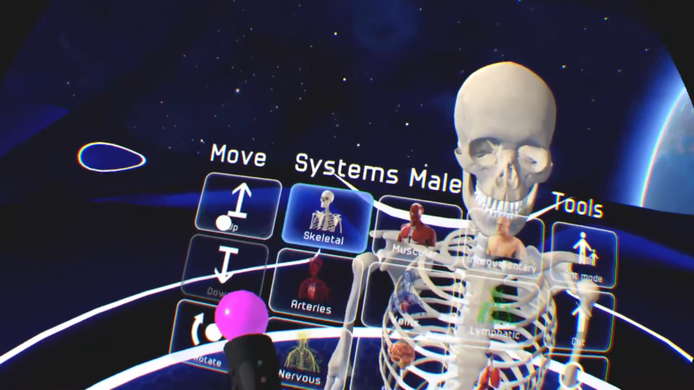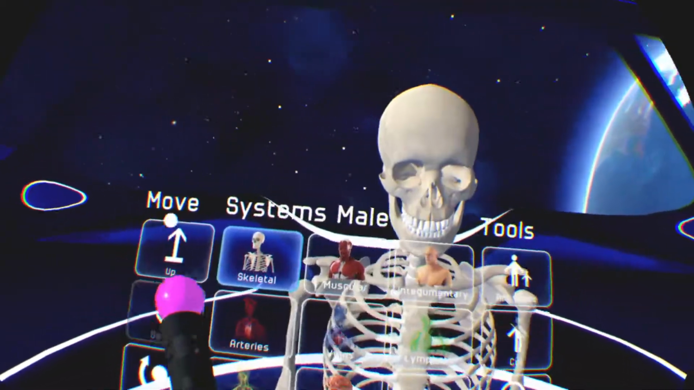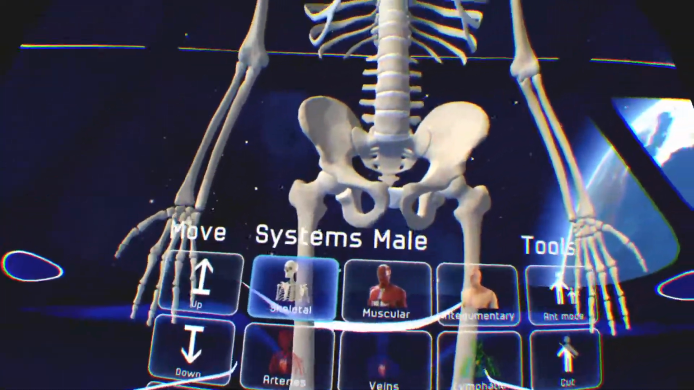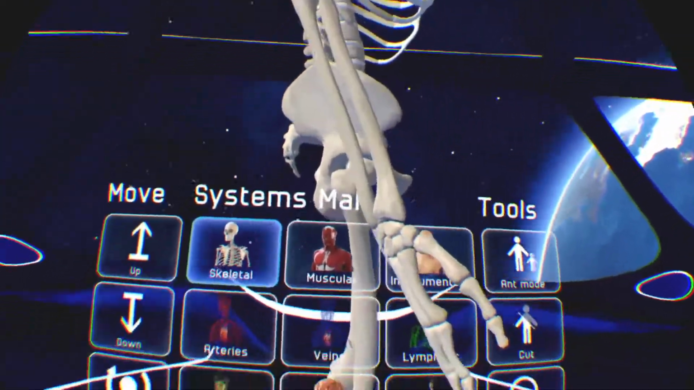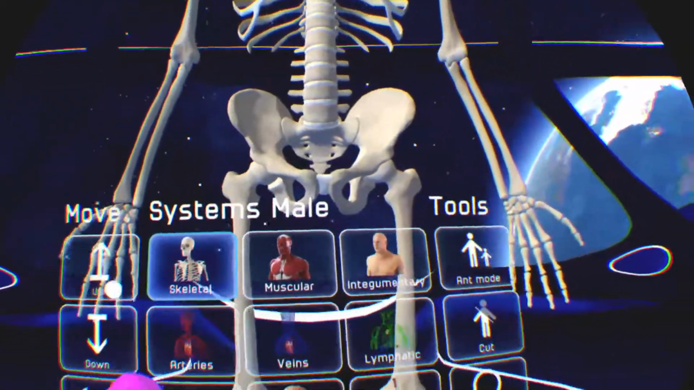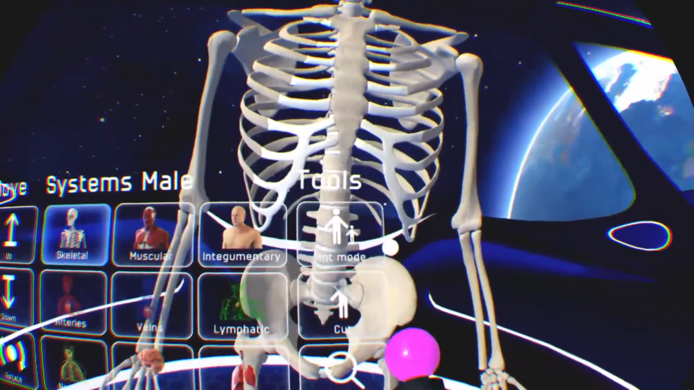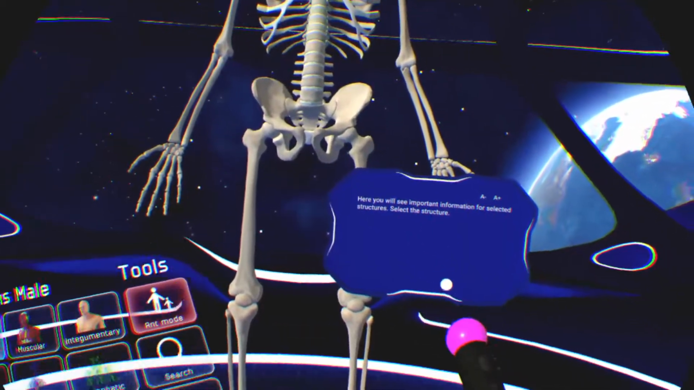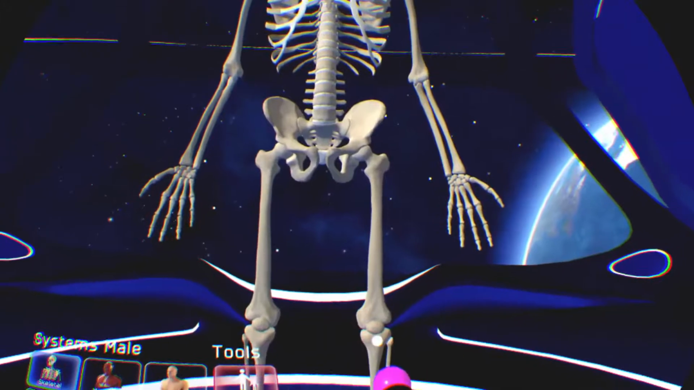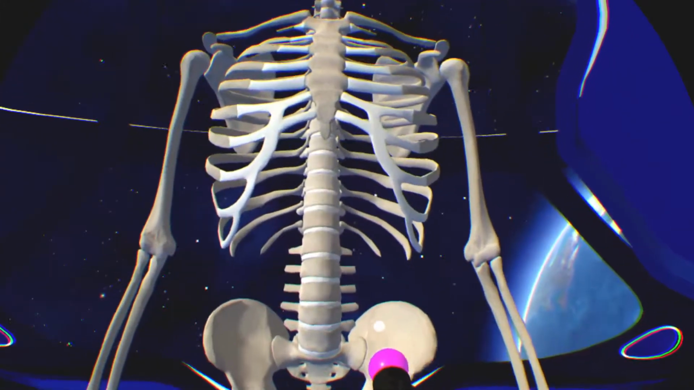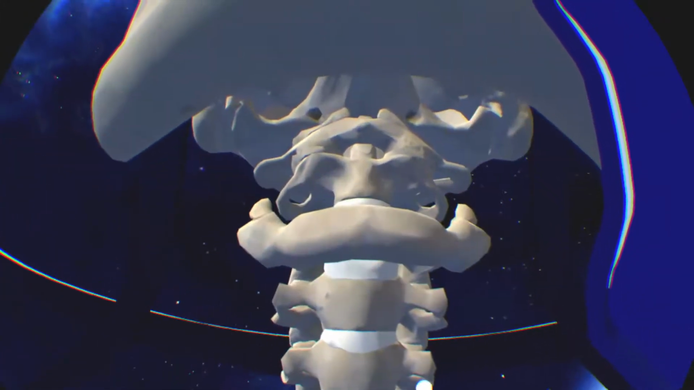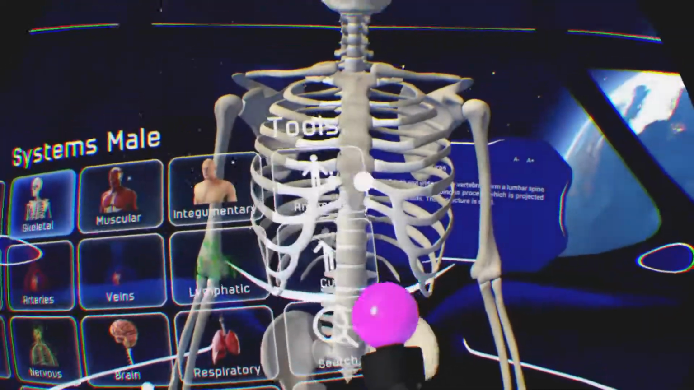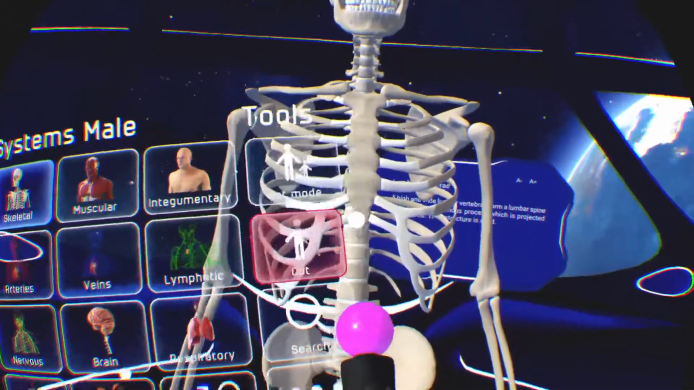As a demonstration, we can move it up and down so that we can have different views, and we can rotate it. Okay, the extra function is the ant mode, where we can be just like an ant and move ourselves in an ant field and see it just like a giant. The other function is called the cut mode.